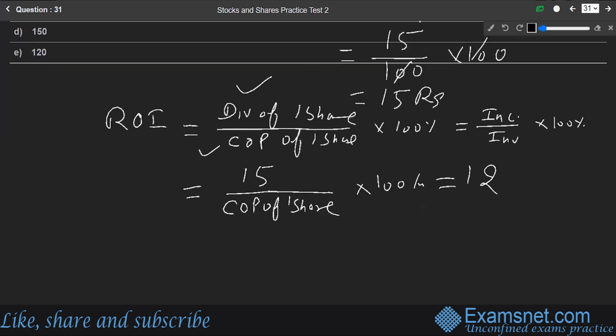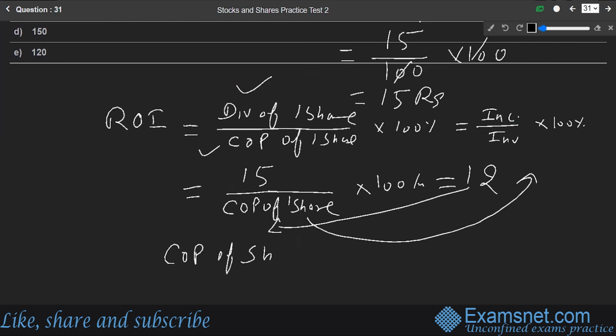This will give us the cost of purchase of one share. Let us create the formula of cost of purchase first. Cost of purchase will go on this side and 12 will come to the other side. So we can write down the cost of purchase of one share. This cost of purchase of one share is nothing but the market value of one share only, because there is no brokerage and no discount involved. So the market value of one share will be, with 12 in the denominator, 15 by 12 into 100.